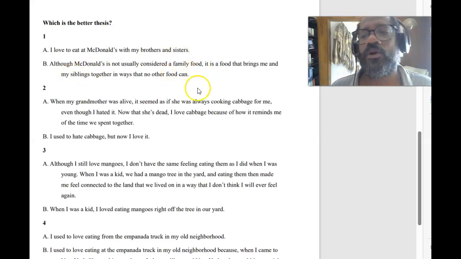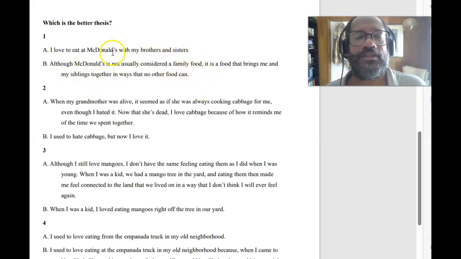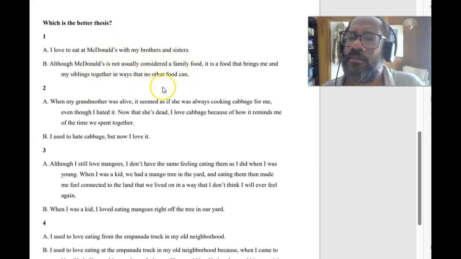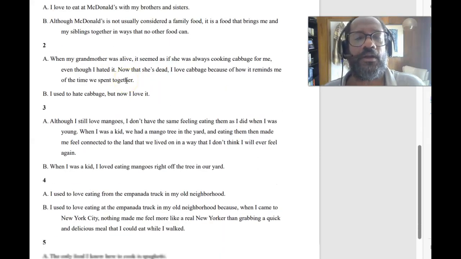So there's a lot more to be able to say about something like this than just saying, well, I eat there with them. Well, why is it, right? How did that become a family food for you, even though that's something that we don't consider one? So B would definitely be better there.